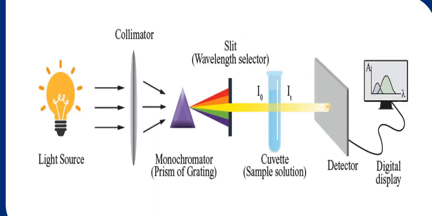Now let's study UV visible spectroscopy. This is the representative diagram of a UV visible spectrophotometer. This is a single beam spectrophotometer. This is the light source. This is the collimator. This is the monochromator, prism or grating. It consists of an entrance slit and an exit slit. This is a cuvette in which we keep the sample solution. This is the detector, and this is a digital display.